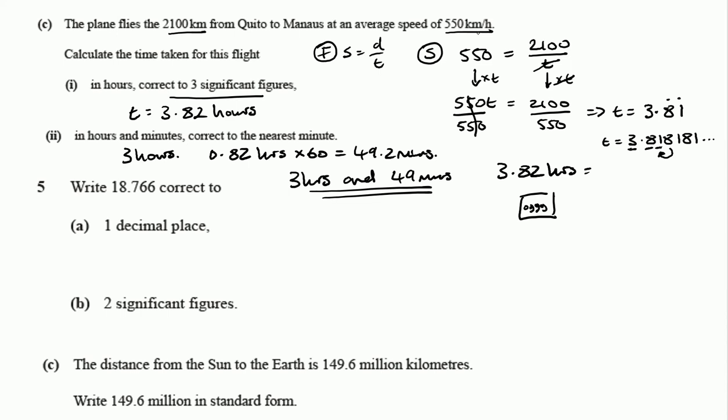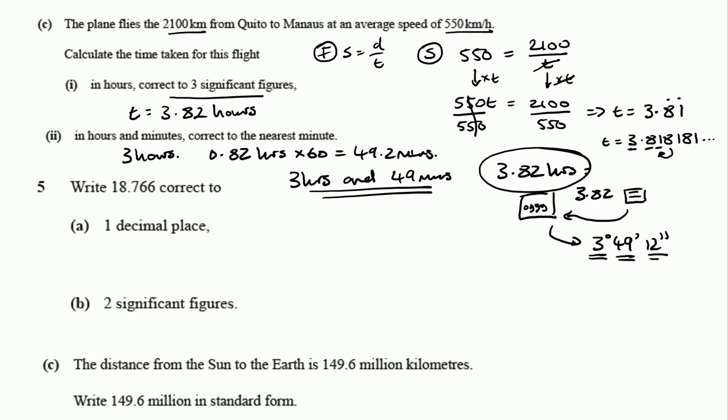So here's the buttons which you press. 3.82 equals, and then you press this key over here, and your calculator will come up with 3 with a little circle, 49 with a little comma, and 12 with 2 commas. It's telling you that 3.82 hours is equal to 3 hours, 49 minutes, and 12 seconds. And of course we are asking for an answer to the nearest minute, so we're going to ignore the 12 seconds, and there it is. This is well worth remembering whenever you have to convert time from hours to hours and minutes or something like that.